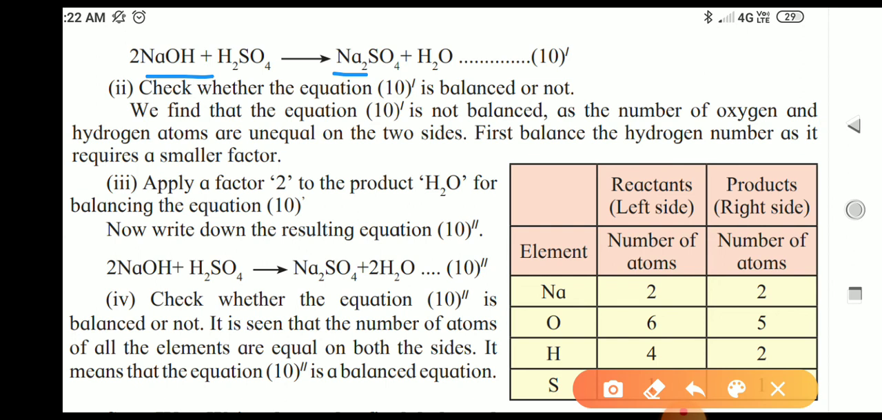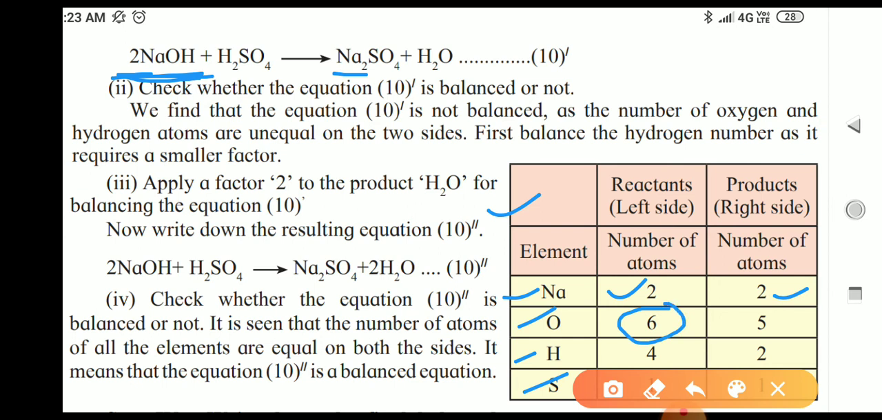Now again we have to make a chart and compare the atoms. The total elements are sodium, oxygen, hydrogen and sulfur, towards the left side and towards the right side. Sodium is equal: 2 sodium in reactant, 2 sodium in product. Then compare oxygen. In the reactant side, this 2 is multiplied to the total atoms, so here oxygens are also 2, and in H2SO4 there are 4 oxygen. So 4 plus 2, total oxygen becomes 6 on the reactant side.